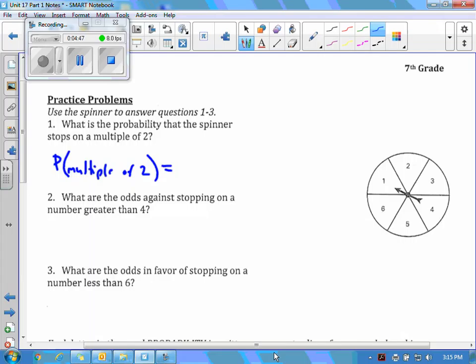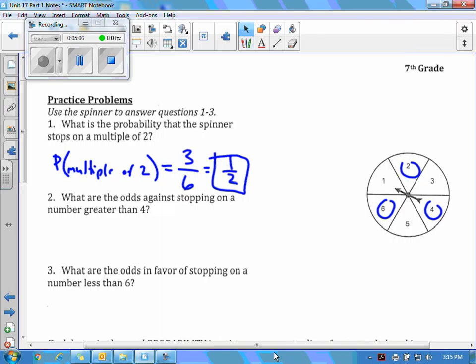Then on the top, I put my favorable outcome. If you look, multiples of 2 would be 2, 4, and 6. So there's 3 favorable outcomes over the total, which would just be 6. I did need to reduce that to 1/2. So the probability of landing on a multiple of 2 is 1/2.